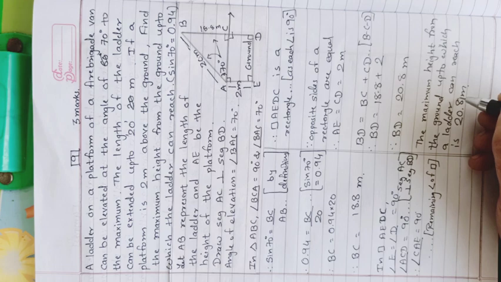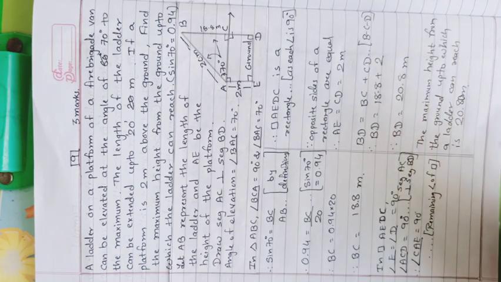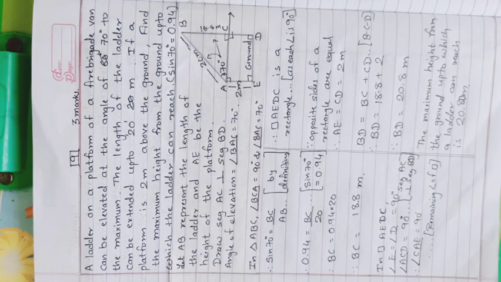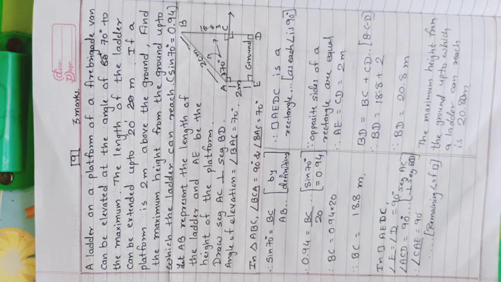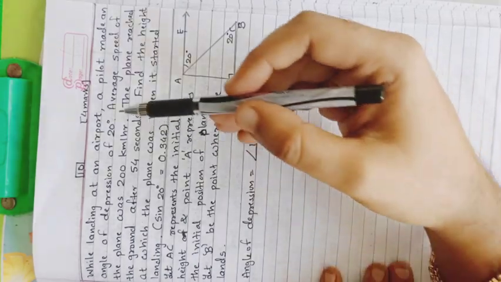If you want to write after decimal 2 digits, you can put 0 also. So 20.80 or 20.8 simply is okay. So this is the end of sum number 9. Sum number 10, which is of 4 marks.